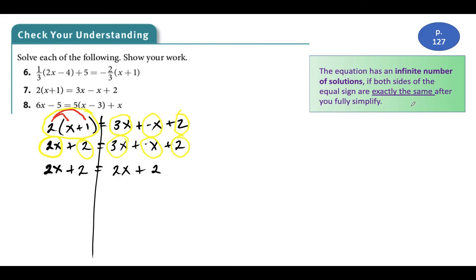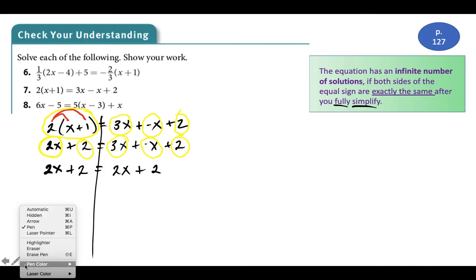So after you fully simplify both sides of the equation, if both sides of the equal sign have the same number of x's and the same number of 1's, there are going to be an infinite number of solutions. And we can keep going.